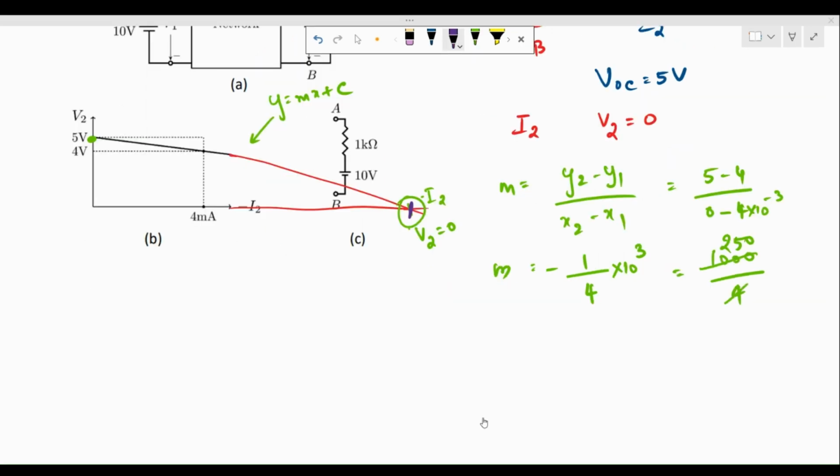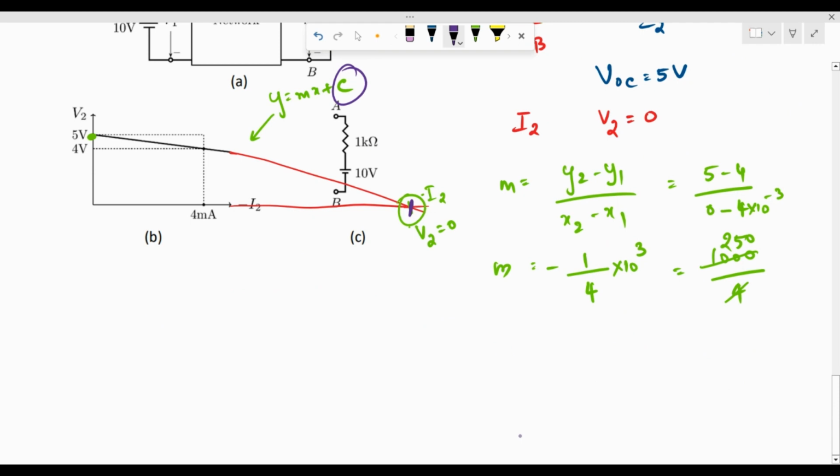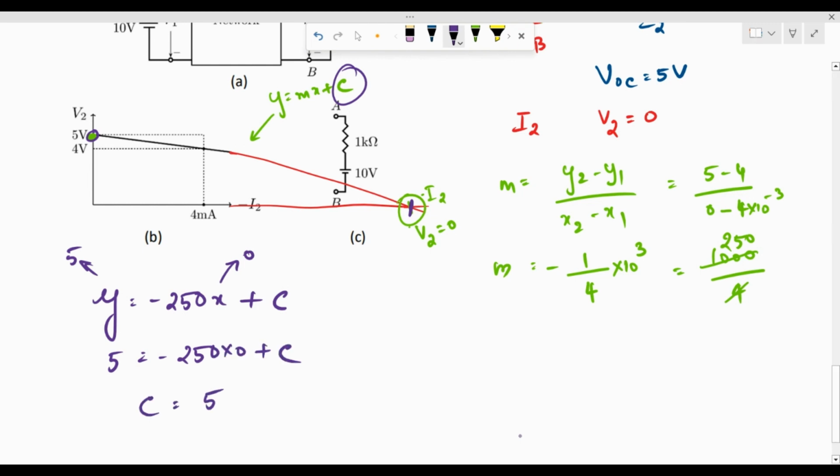In order to find the value of c for the equation of this line, let's try to find that out. y is equal to minus 250x plus c. So I know this coordinate, right? This is 0 comma 5. So x is 0 and y is 5. So when I replace it, I get 5 is equal to minus 250 into 0 plus c. Rather, c is equal to 5. So the equation for this line is y is equal to minus 250x plus 5.